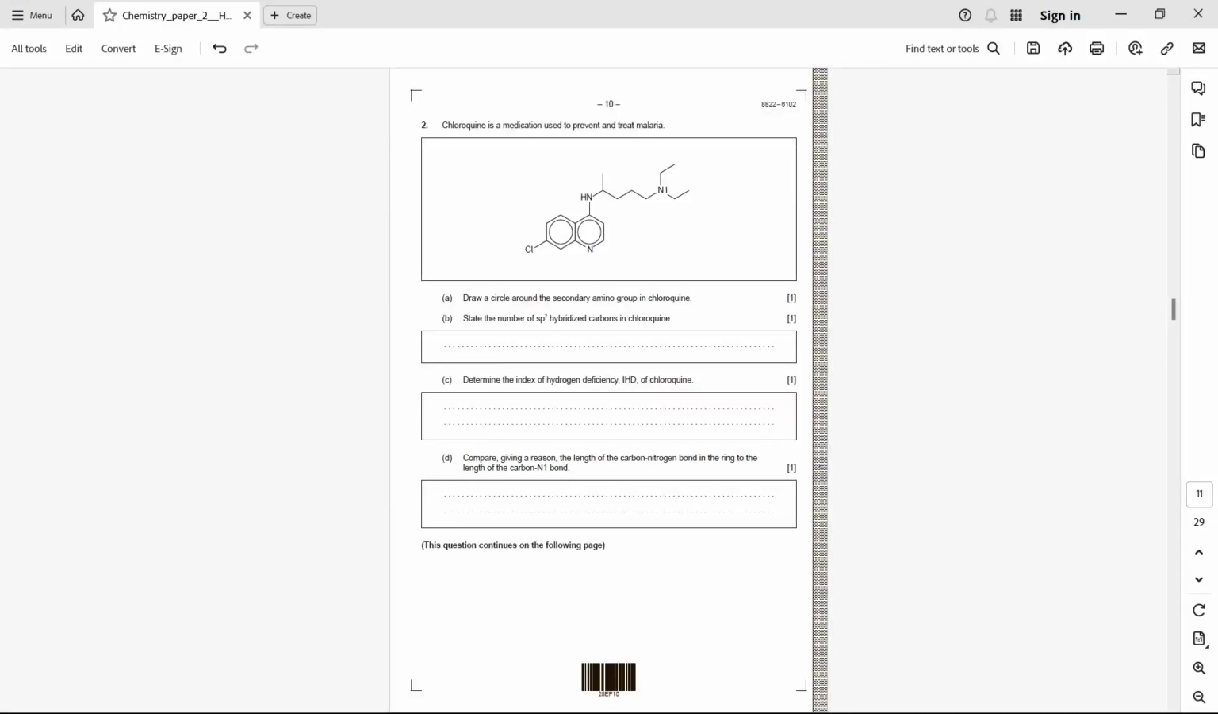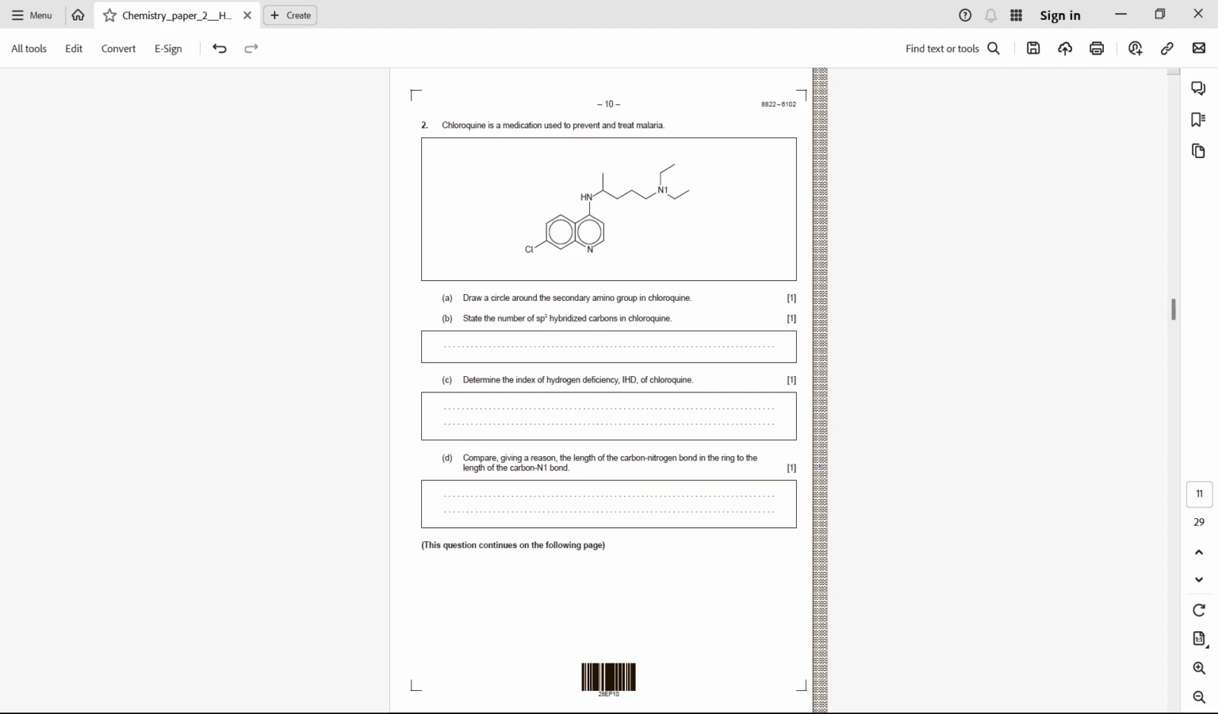Hello guys, today I want to cover this problem. This is problem number 2 from last year's IB chemistry higher level exam. It was from paper 2. And let's start. So for the first question, we need to find the secondary amino group.